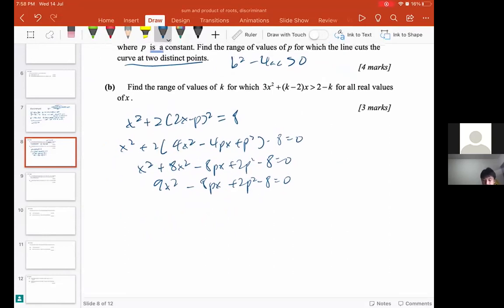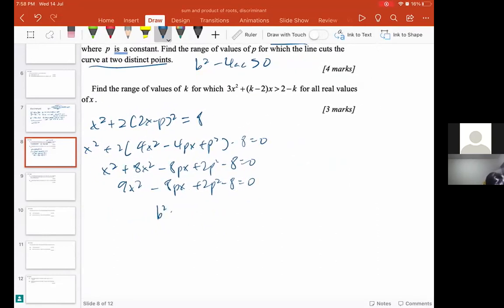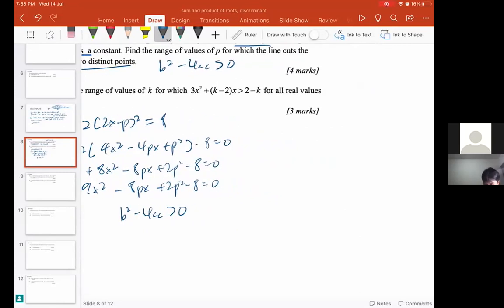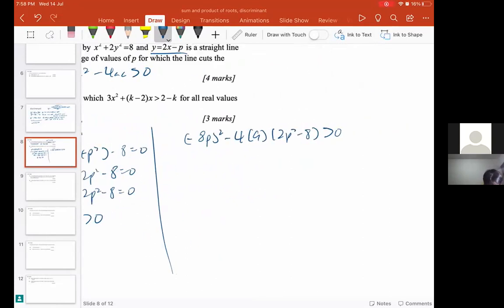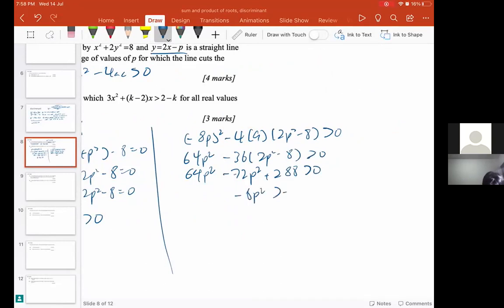Knowing this, we must remember that b squared minus 4ac is greater than 0. So we substitute in our values. b is minus 8p, a is 9, and c is 2p squared minus 8. So we have 64p squared minus 36 times 2p squared minus 8 greater than 0. That gives 64p squared minus 72p squared plus 288 greater than 0. We have minus 8p squared greater than minus 288. So p squared is less than 36, because it's an inequality, we flip the sign.